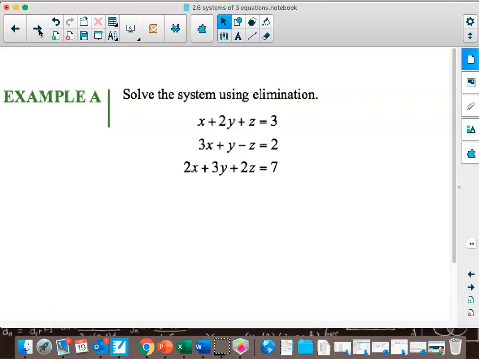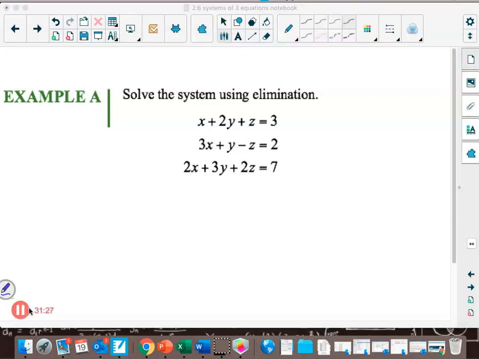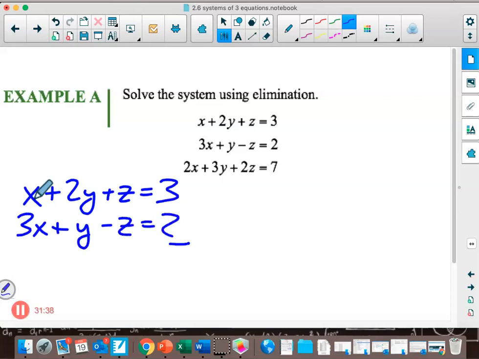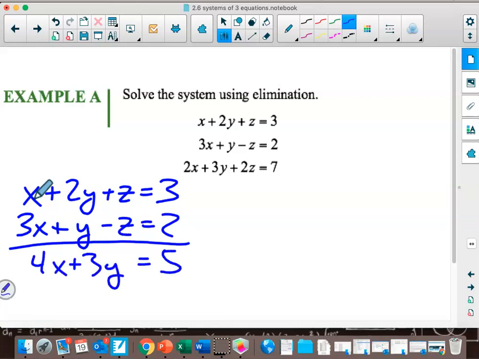I have another one for all of you to try. You're going to do this start to finish on your own. Remember, you can pick any two equations and whichever variable you want to eliminate. Then pick two other equations and eliminate the same variable. I'm going to pause. I'm assuming you did the top and middle first. Okay, so you get 4x plus 3y equals 5.